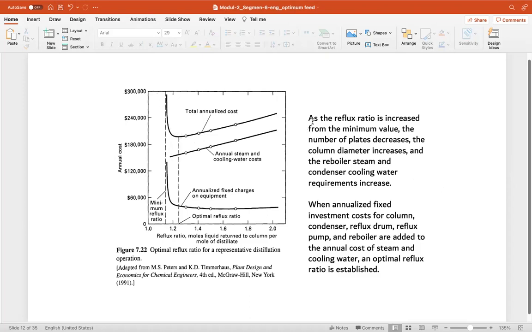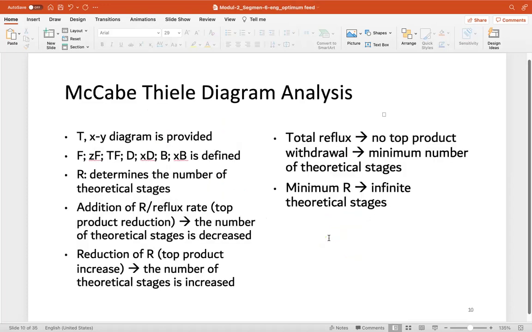So here, as the reflux ratio is increased from the minimum value, the number of plates or trays is going to decrease, the column diameter would increase, and the reboiler steam and also the condenser cooling water also increase. But when the annual fixed investment for column, condenser, reflux drum, reflux pump, and reboiler are added to the annual cost of steam and cooling water, an optimal reflux ratio would be established. So it's around 1.2 to 1.25. Okay. So again, back to here.